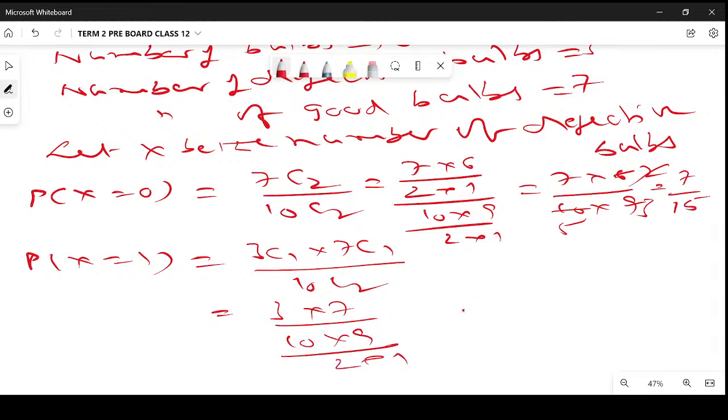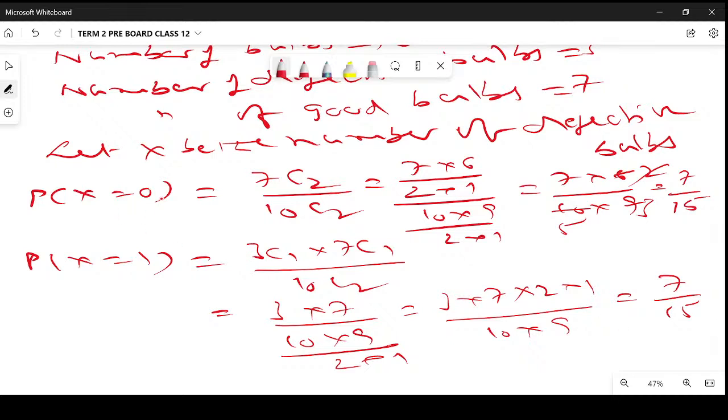You can simplify this: 3 into 7 into 2 into 1 by 10 into 9. You simplify, it gives 7 by 15. Just observe here, I have written 3 into 7 into 2 into 1, simply 7 by 15.